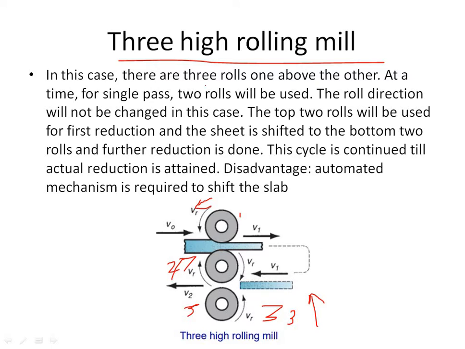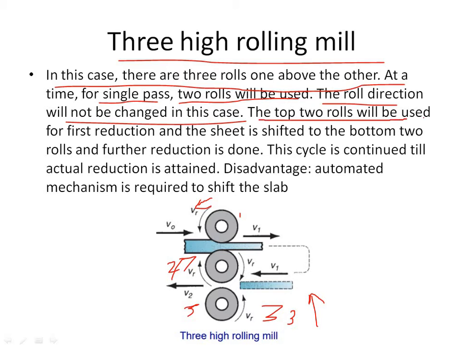Okay, so you all can see this. In this case there are three rolls, one above the other. Above and below the workpiece there are two rolls each. So at a time, for a single pass, two rolls will be used. The roll direction will not be changed in this case.